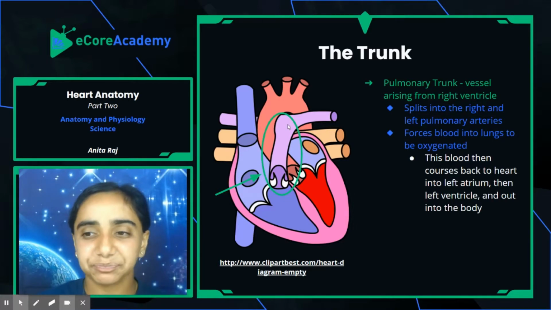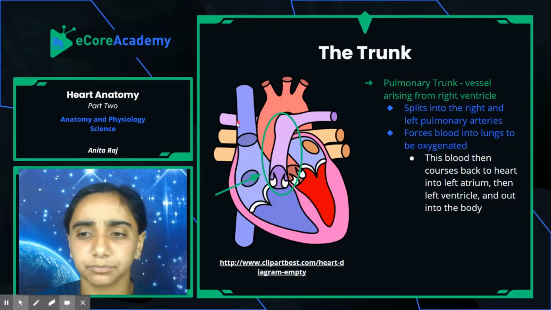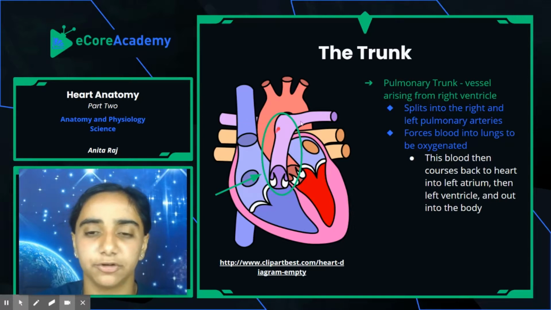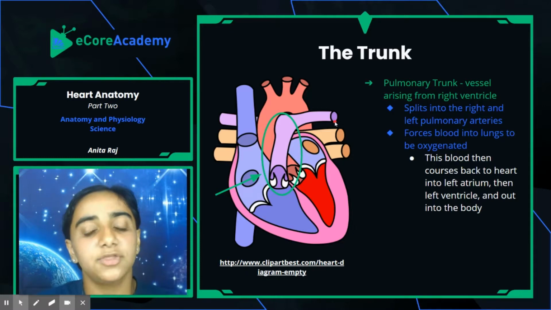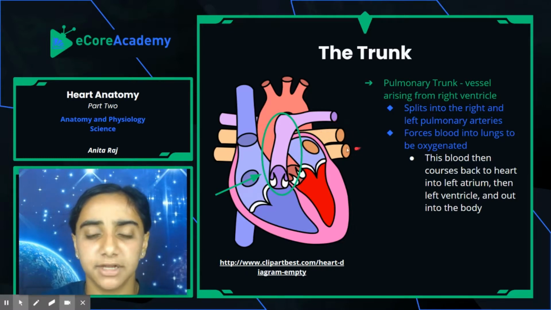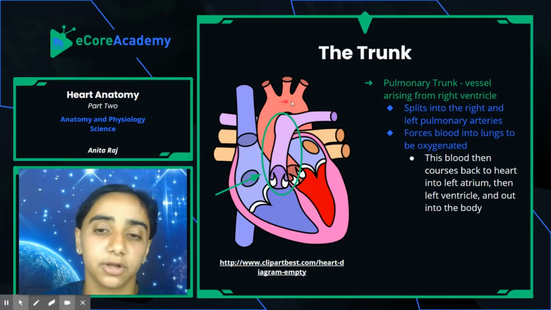The pulmonary trunk then splits into your right and left pulmonary arteries that we just talked about before. These arteries then force blood into the lungs to be oxygenated, like I said before. Then this blood comes back to the heart using the pulmonary veins, and it comes back to your left atrium. Then the left atrium pushes the blood to your left ventricle, and then the left ventricle will push it into the aorta and throughout the body.